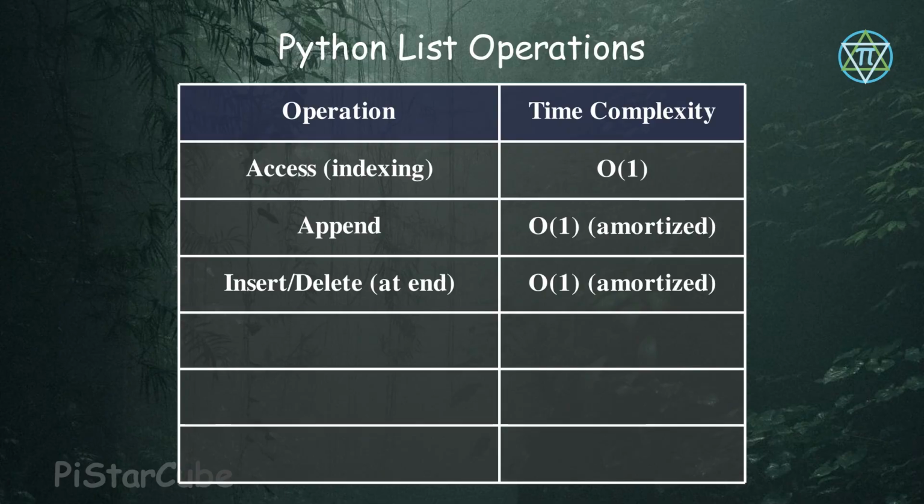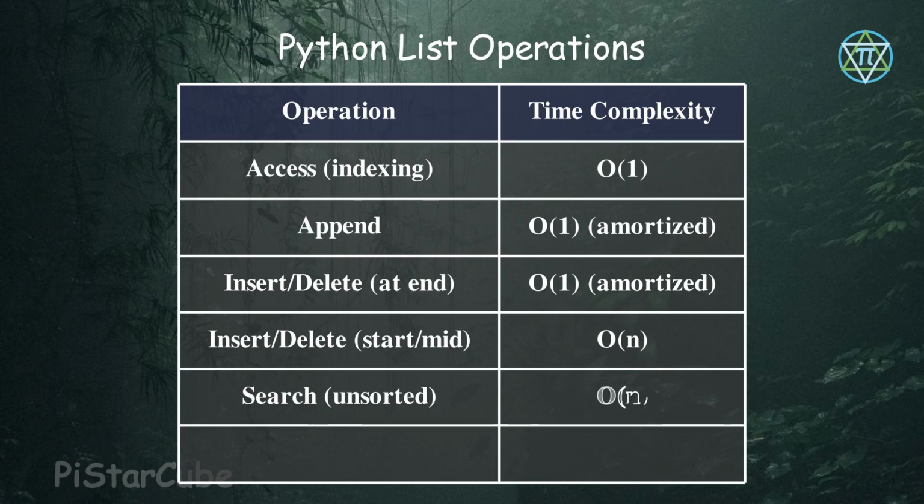But insertion or deletion at the start or middle takes longer, around O(n), since elements need to shift. Searching through an unsorted list is also O(n), as we may need to scan everything. If the list is sorted, we can use binary search, which brings it down to O(log n), much faster. Understanding these complexities helps you write more efficient code when working with lists.